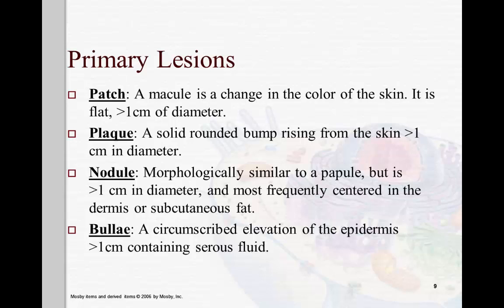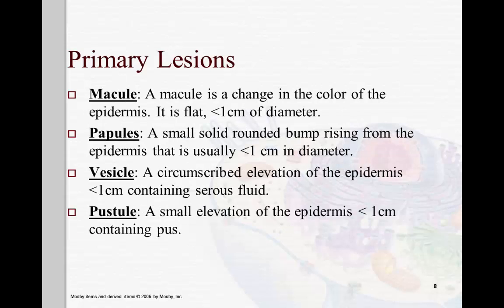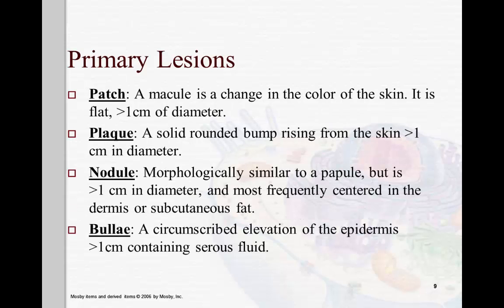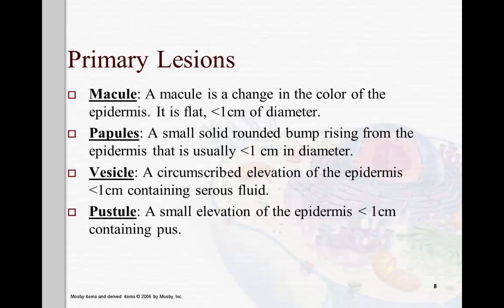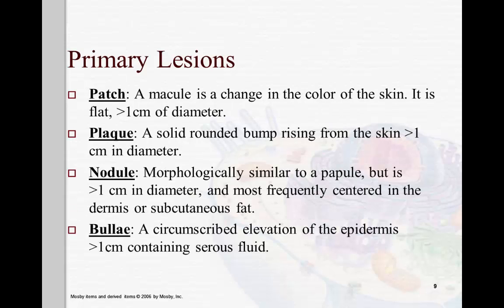What's the difference between a nodule and a papule? Besides the diameter, the papule is less than 1 centimeter and the nodule is more than 1 centimeter. So what would be the difference between a nodule and a plaque? Well, first diameter, and second, the plaque rises from the epidermis and the nodule rises from the dermis and the subcutaneous tissue, so it's deeper. The actual root of the nodule is deeper. A bulla is no more than a blister. So if a vesicle is less than 1 centimeter with serous fluid, the bulla or blister is the same thing, but more than 1 centimeter with serous fluid.